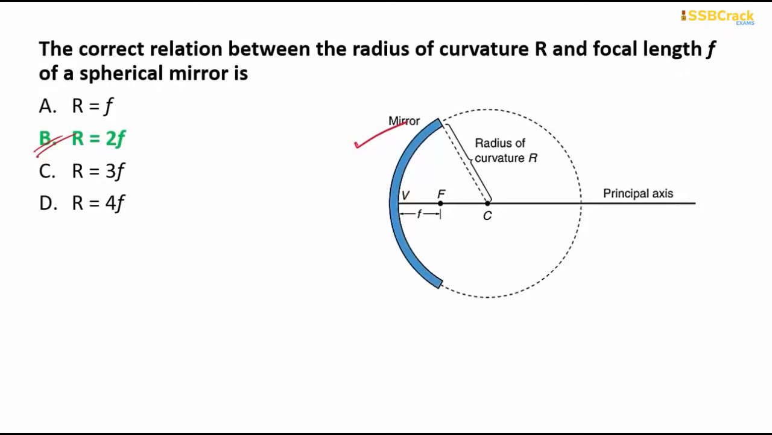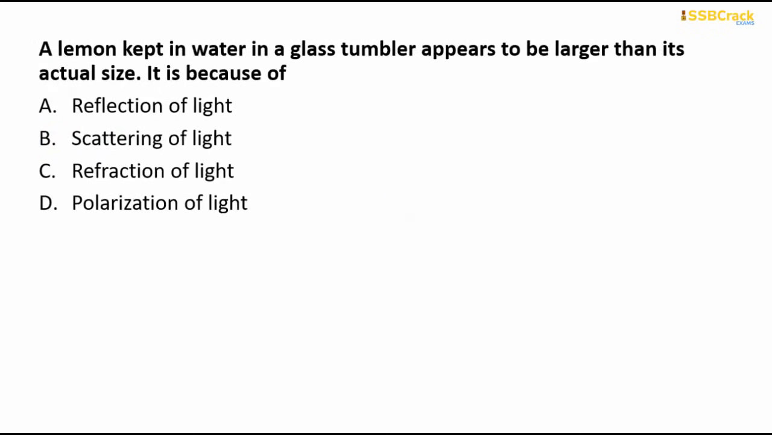Now the next important question is, a lemon kept in water in a glass tumbler appears to be larger than its actual size. This is because of what? Is it because of reflection of light, scattering of light, refraction of light, or polarization of light?